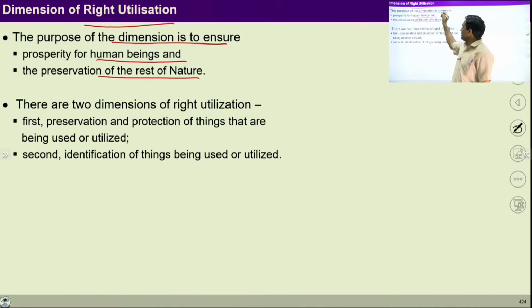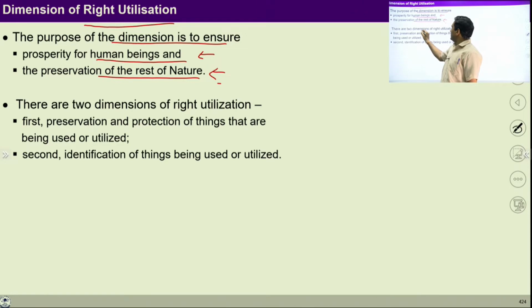If we right utilize the natural resources, they are going to help us, number one, ensure prosperity, and number two, they would also help to preserve the rest of nature. For these two purposes primarily this right utilization is required. You can think of whether we are right utilizing things or not. In the present education system you can also evaluate whether we are focusing on right utilization of things or not.